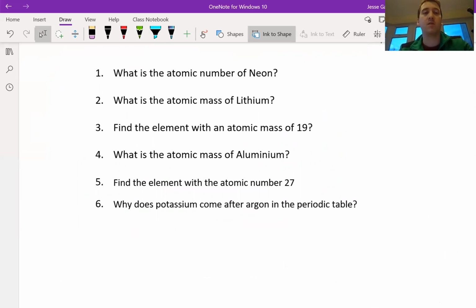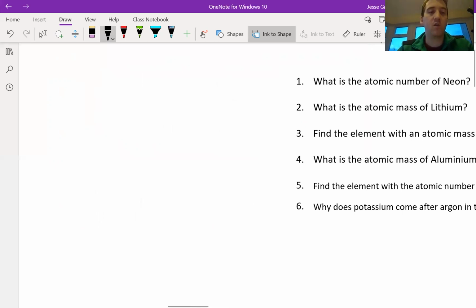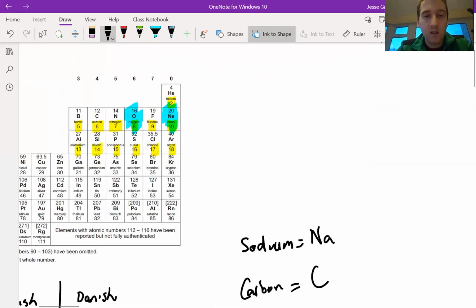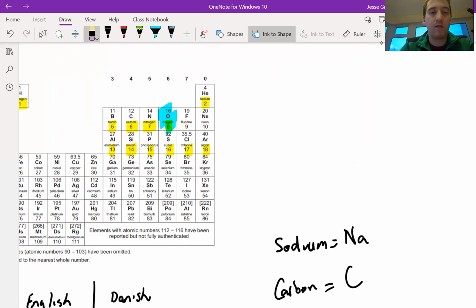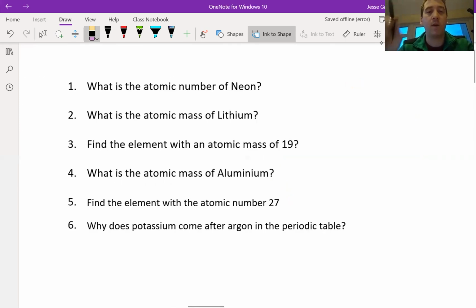I'm hoping that you were able to find these on your periodic table. So what is the atomic number of neon? You had to get some practice using the symbol to find neon. I'm hoping that you said the atomic number of neon was 10. Now, if you said the atomic number of neon was 20, you would be wrong because that would be the atomic mass. So if I just rub these out here, I'm just going to clean this up. The atomic number is the smaller number. So the atomic number is 10. The atomic mass would be 20. So neon, atomic number is 10. Well done. If you got that right, correct it, please, with a red pen.